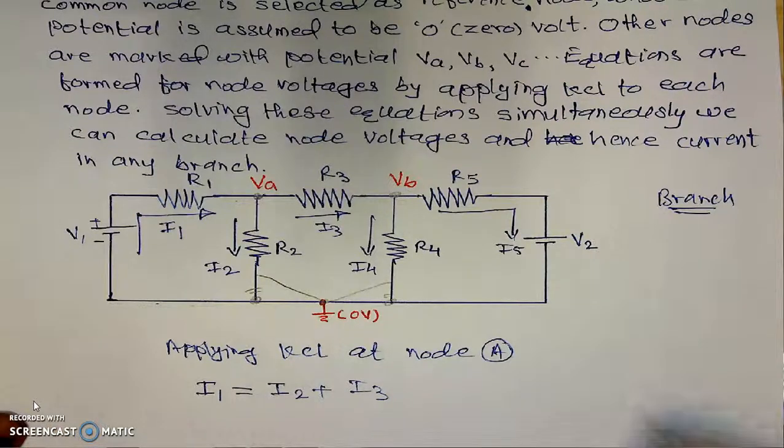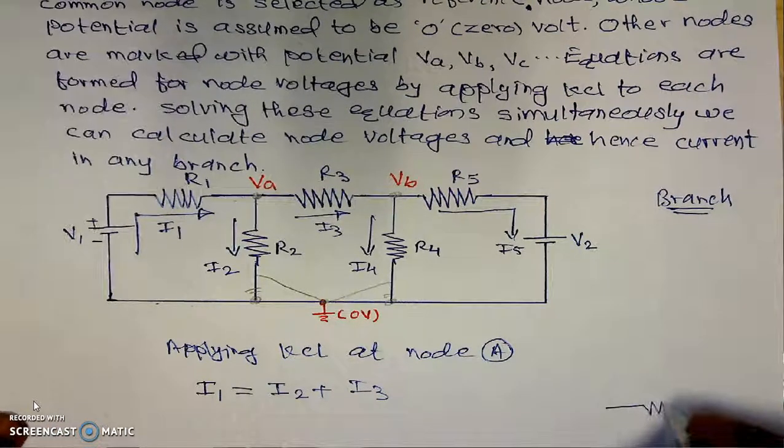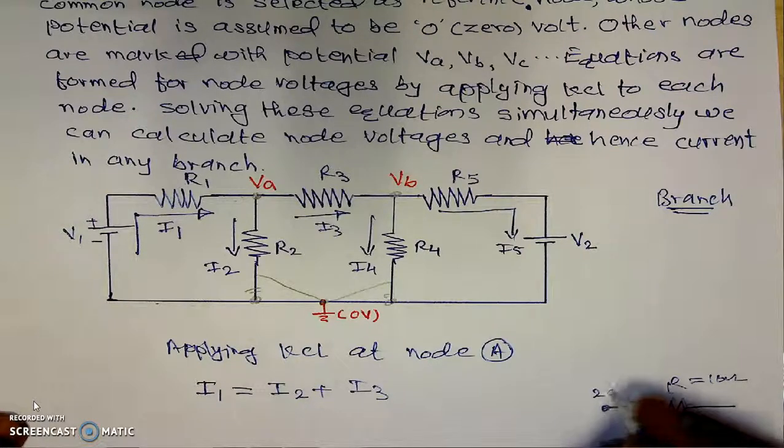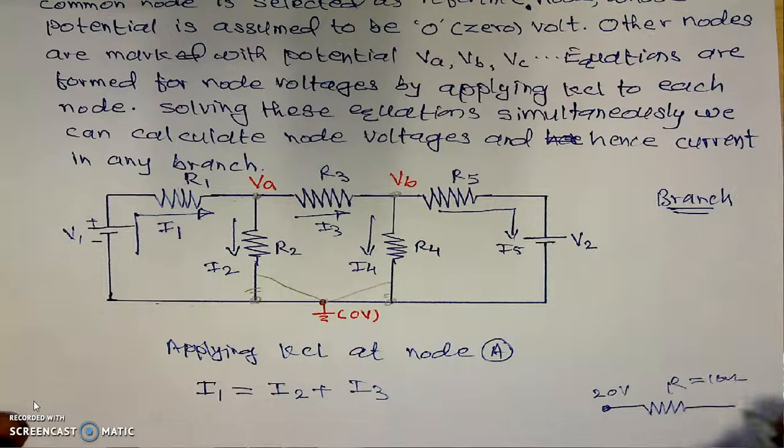Now how to calculate that value? Here I will take a simple example. If this is the resistance R having its value as 10 ohm, here the potential at this point is 20 volt and potential at this particular point is 10 volt. Then we have to calculate the current in this resistance, which is I.